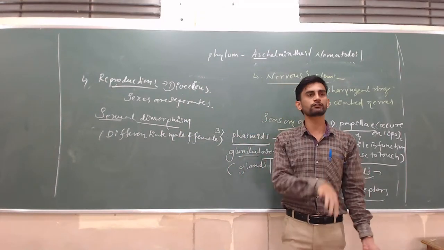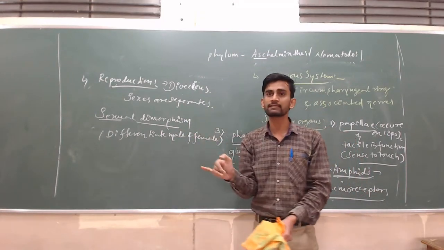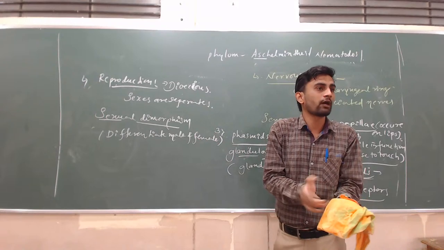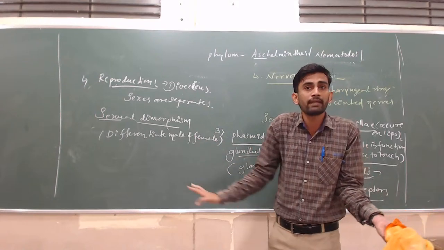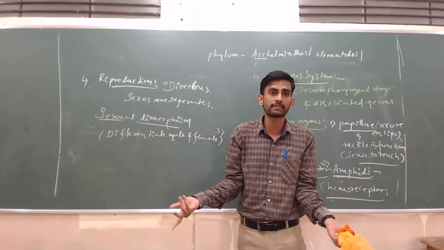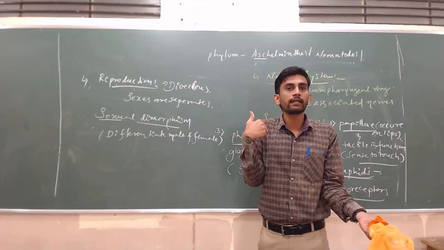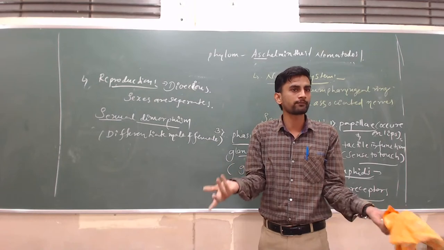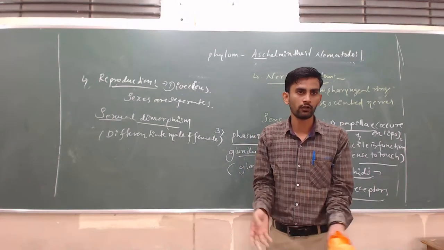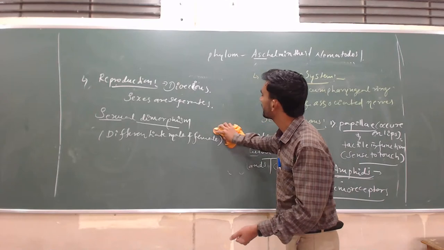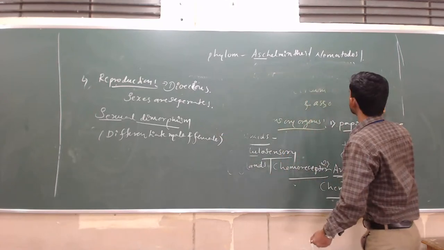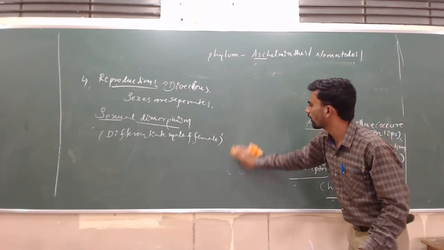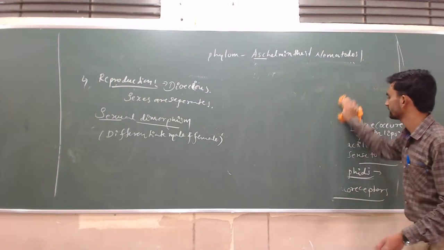But in these organisms, all will be looking the same. How will we differentiate them? Whether it is a male Ascaris or a female Ascaris. I think you have already heard about this Ascaris, male, female. In practicals also you have observed it. So how will we differentiate very easily whether it is a male or female Ascaris? I'll just draw one diagram, you can easily understand. This is very simple.